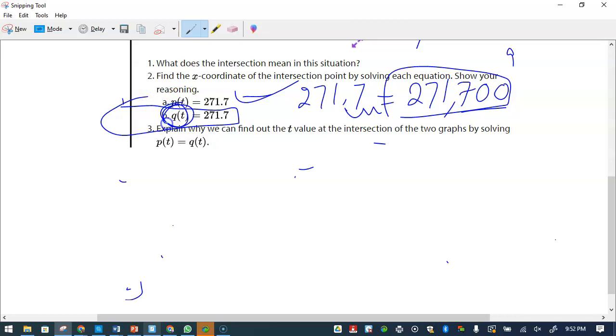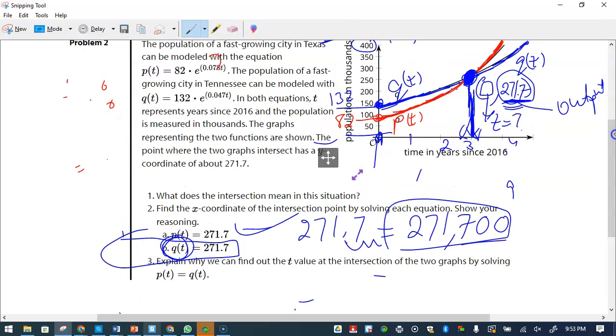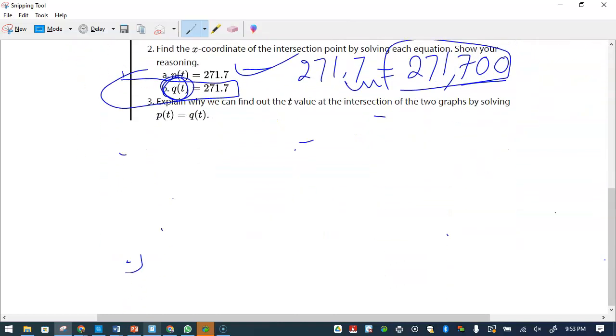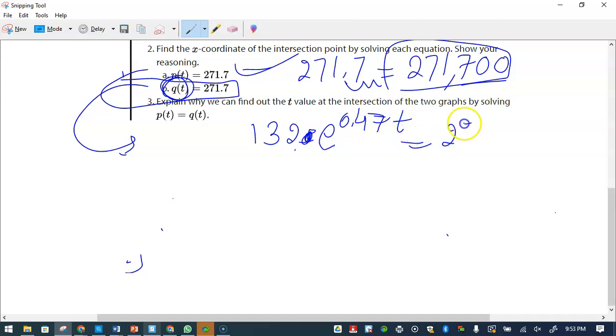This time you're going to put QT, and if you see up here, what is QT? You can clearly see that's QT, right? 132. I'm gonna go right down there and write, okay, 132. So QT is 132 times e raised to 0.477t, and this is equal to, this is how you set it up first. Because this part is QT, so this QT is replaced, and then you do the same thing.